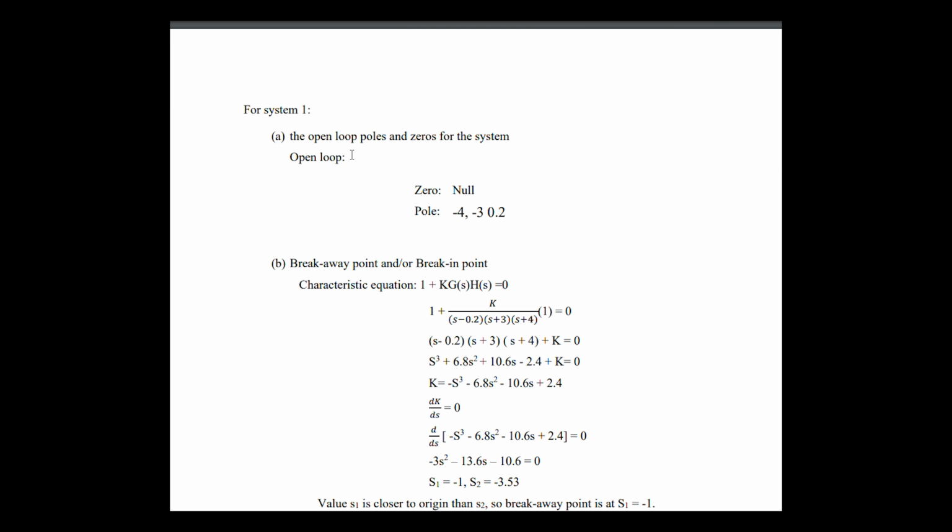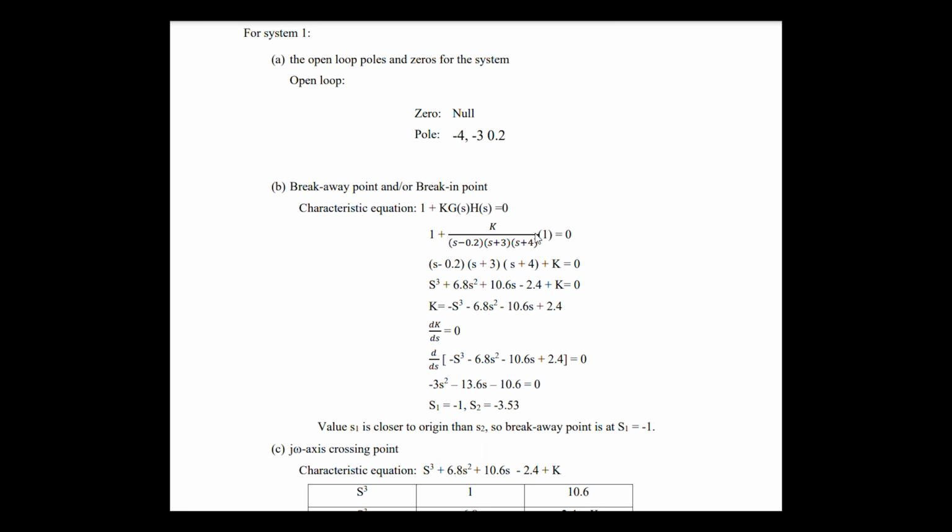For the system 1, we need to determine the open loop poles and zeros of the system. For the transfer function that we get, it is open loop and there is no zero and there are 3 poles that are -4, -3 and 0.2. Then we need to find the breakaway point.